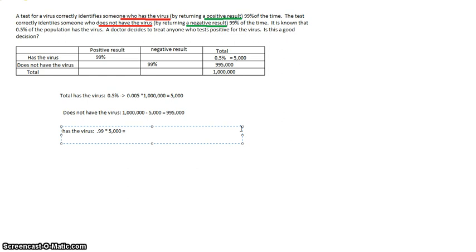When I multiply those two numbers together, that is going to be how many people actually have the virus and a positive result. That total is going to be 4,950. So up here, 4,950.